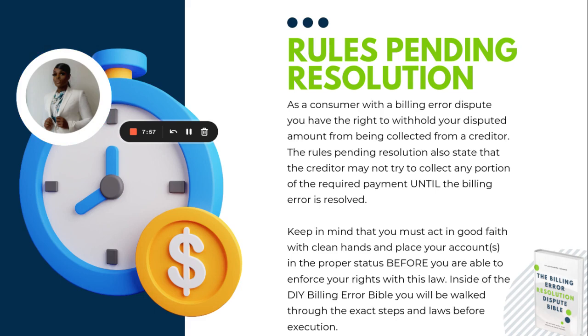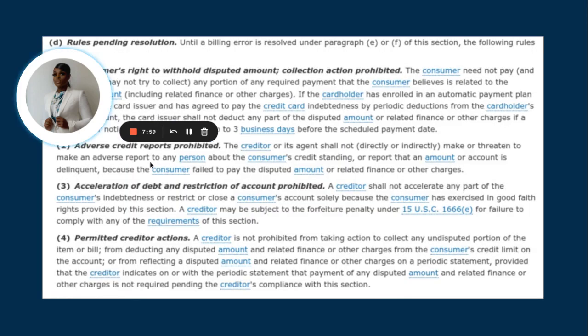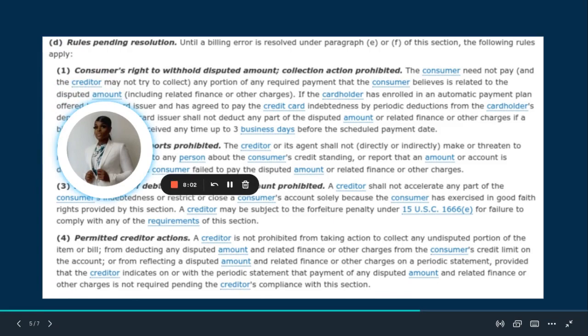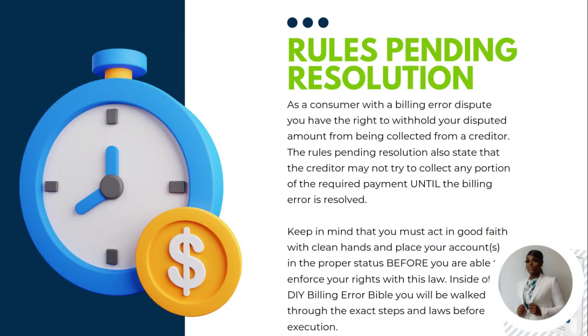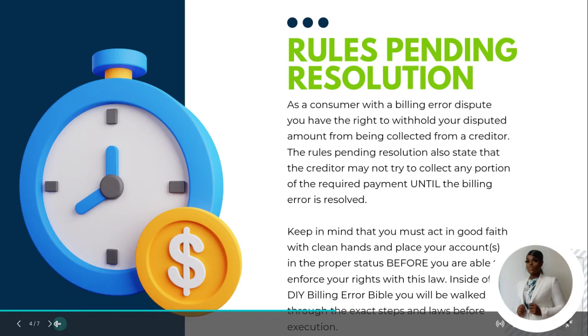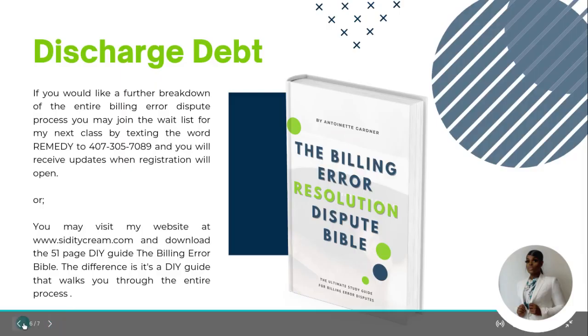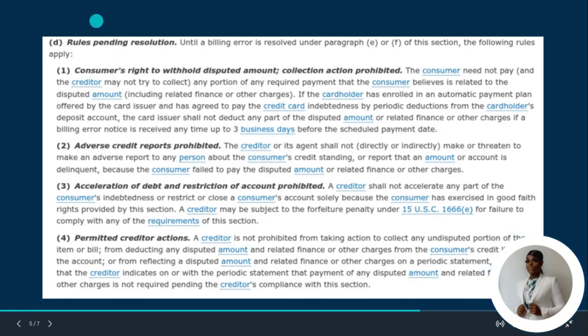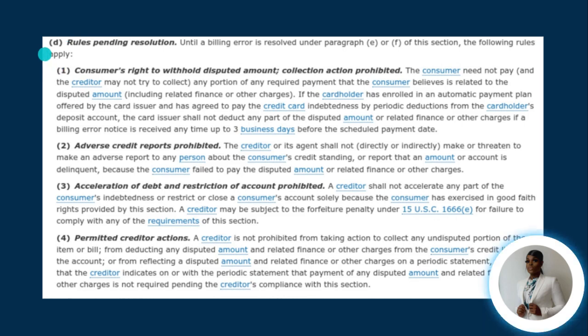Now let's look at the actual law when it comes to the rules pending resolution. This is 1026.13(d), and it says: until a billing error is resolved under paragraph (e) or (f) of this section, the following rules apply. Number 1: the consumer's right to withhold the disputed amount; collection prohibited.